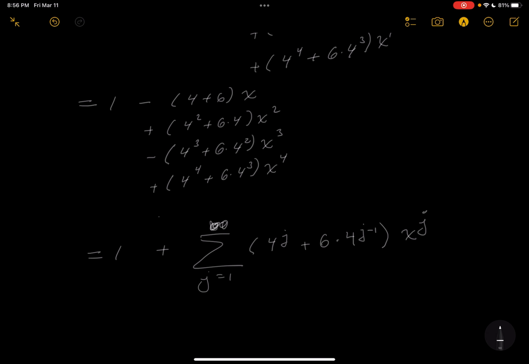I got a sign change here. And what's it doing? It's alternating between plus and minus. So I'm going to put a negative 1 to the j over here. j equals 1 would give me negative, j equals 2 would give me positive, and so forth and so on. It goes back and forth.